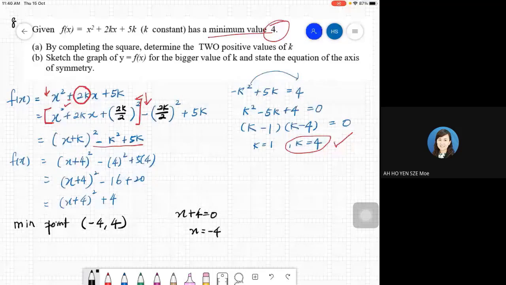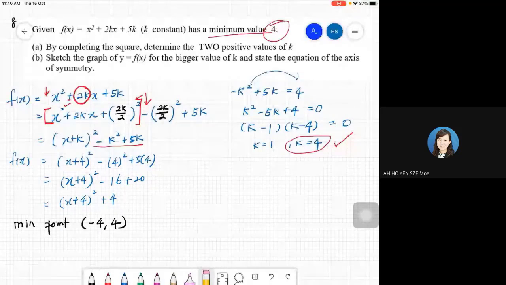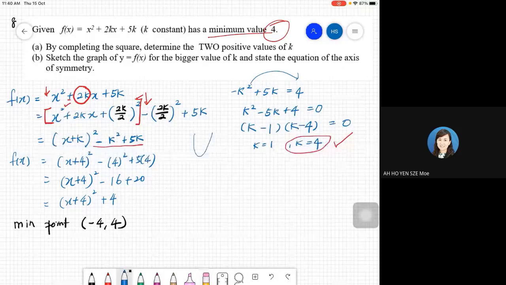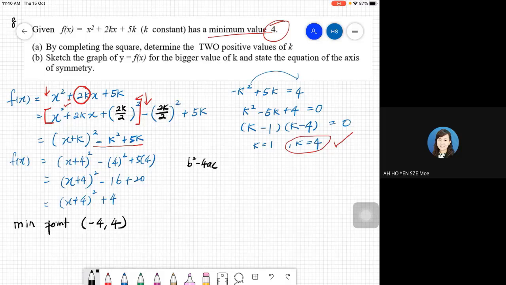So actually when sketching the graph, you first know the shape of the graph. A is positive, so your shape must be like this, must be U. So you want to make sure whether the graph intersects the x-axis or not. Try to do your b square minus 4ac here. So we find the b square minus 4ac. So what's your b?